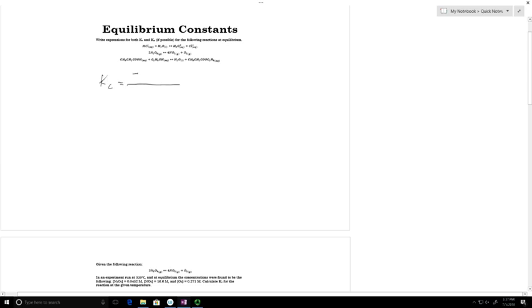So in this case, we're going to look at the concentration of chloride times the concentration of hydronium, and it's all over the concentration of hydrochloric acid. Again, note please that we did not include water because the phase of water, right here, is a liquid.